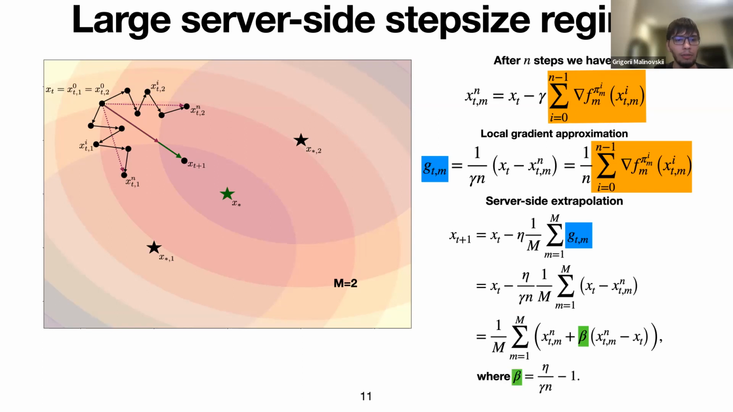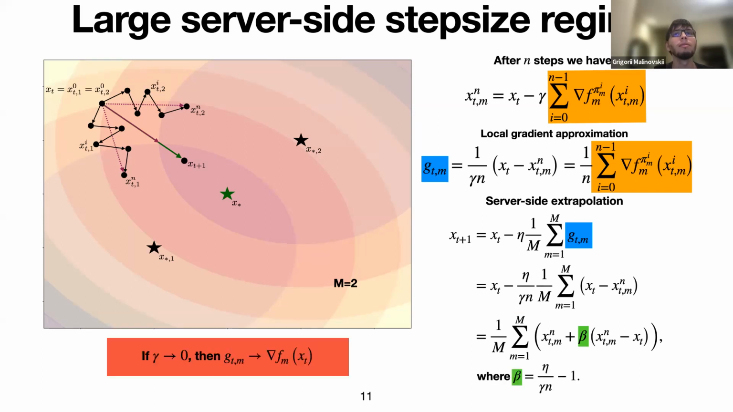And it is easy to prove that the client step size goes to 0 when the gradient estimates go to true local gradients. So the intuition is the following. The additional server-side step size allows us to jump from the average point in the direction of the difference of the average point and x_t.